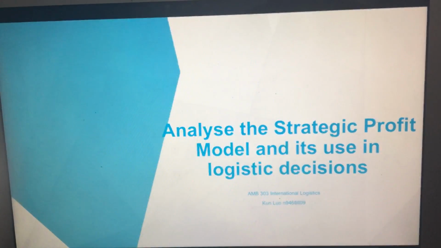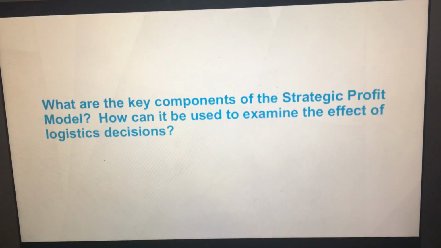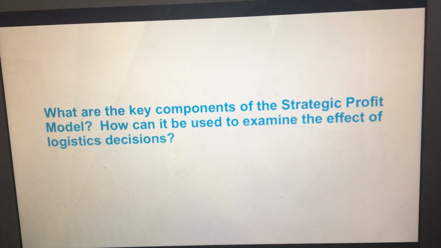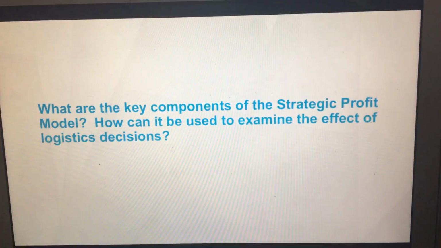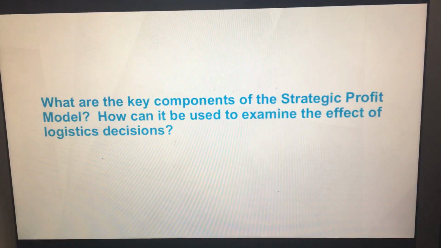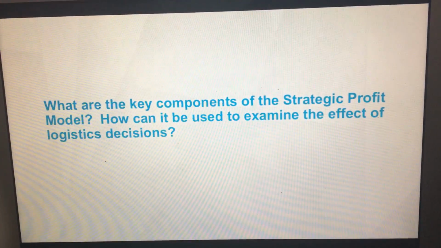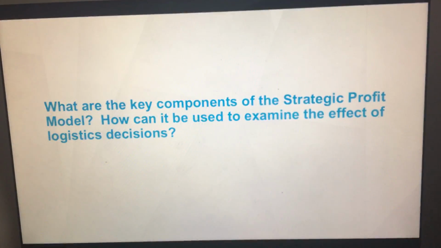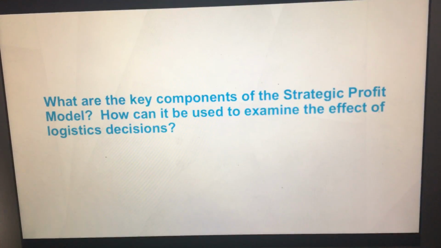Hi everyone, today I'm going to talk about the key components of the strategic profit model and how it can be used to examine the effect of logistic decisions. The firm's logistic decisions will always impact a firm's revenue.